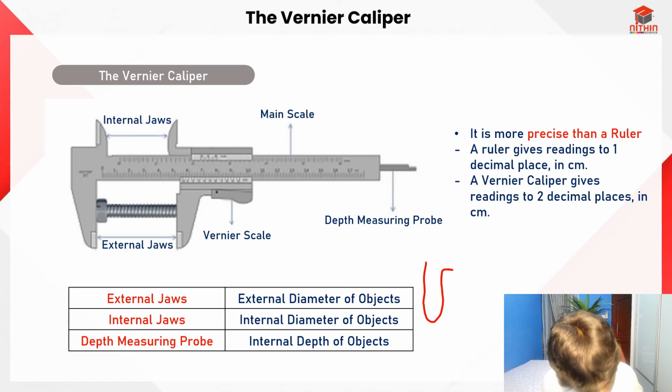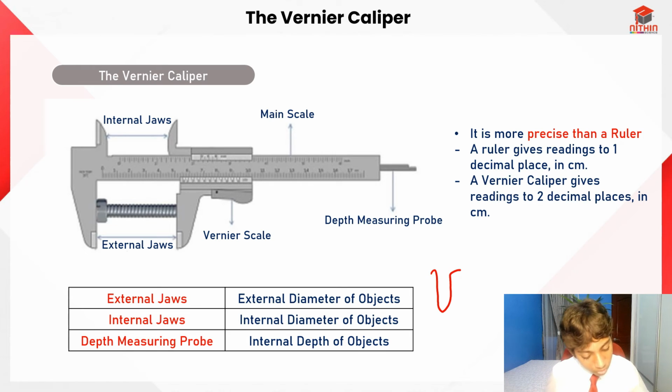Let me just draw a test tube for you. This part over here goes in over here in order to measure the depth. The external jaws will clamp onto the external part to measure the external diameter, while the internal jaws will clamp on inside in order to measure the internal diameter of the objects. I hope you understood that. Now let's move on.